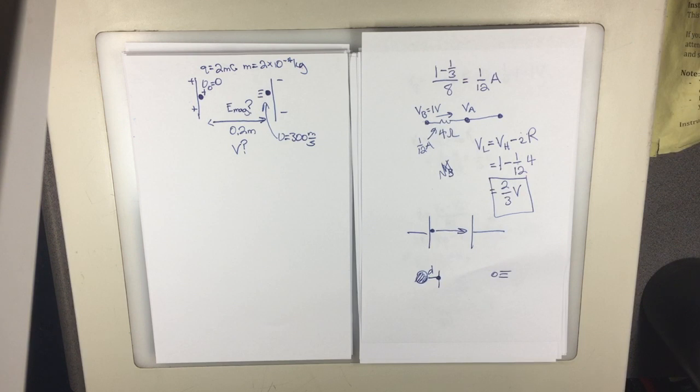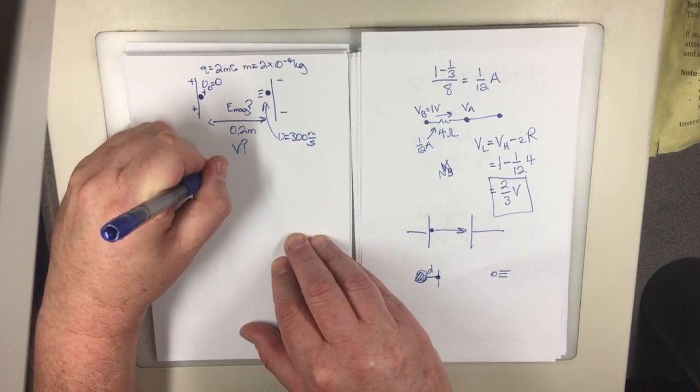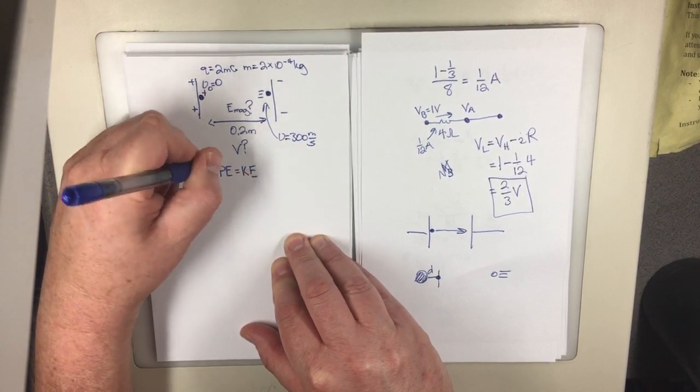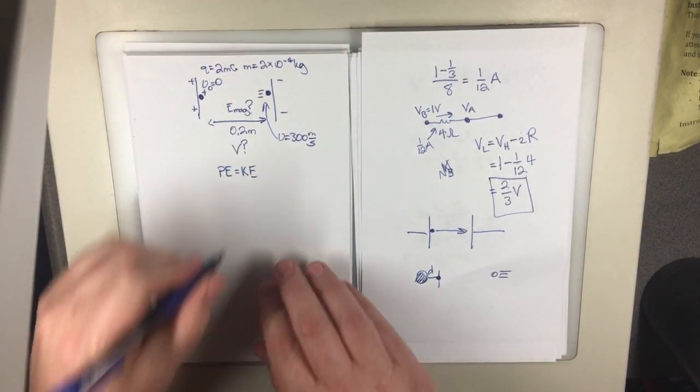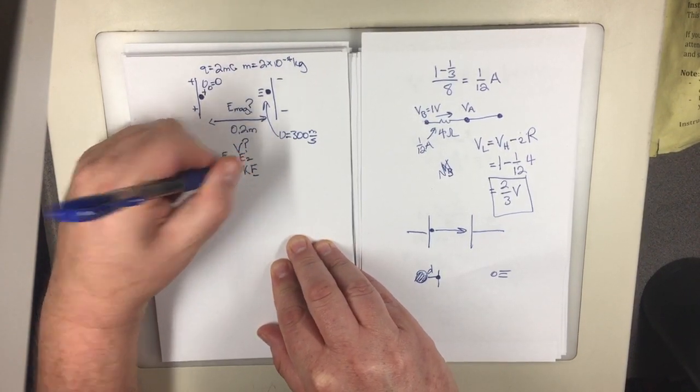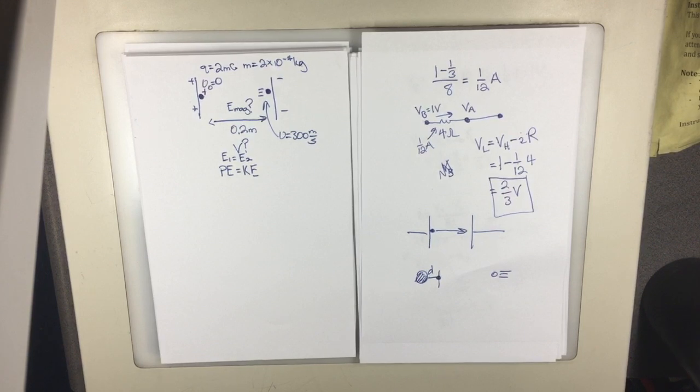So for something like this, it starts at a high potential, it ends up at a low potential, it has no kinetic energy at the beginning, it has significant kinetic energy at the end. So its potential energy is equal to the kinetic energy because there is no friction. So we have conservation of energy. So E1 is equal to E2.